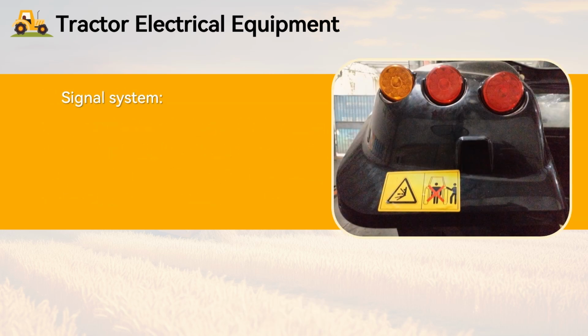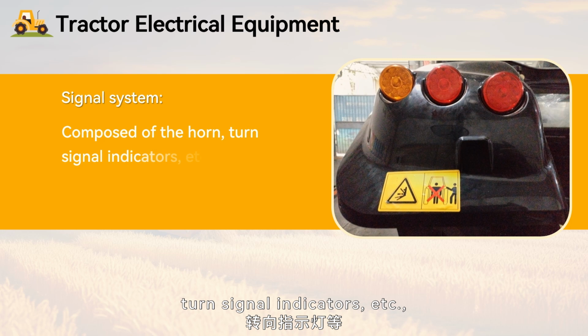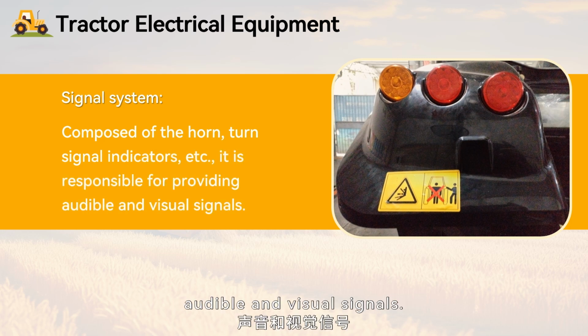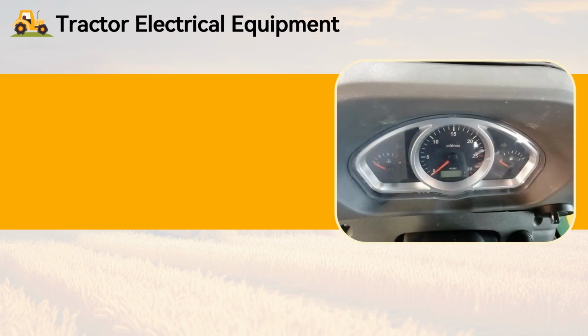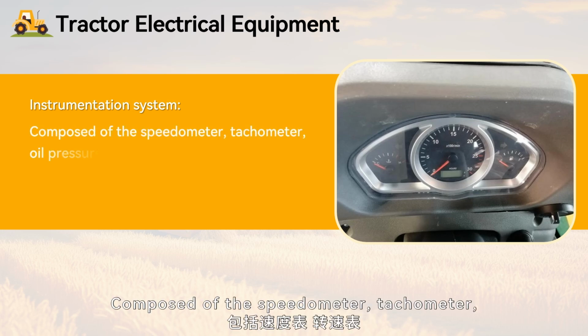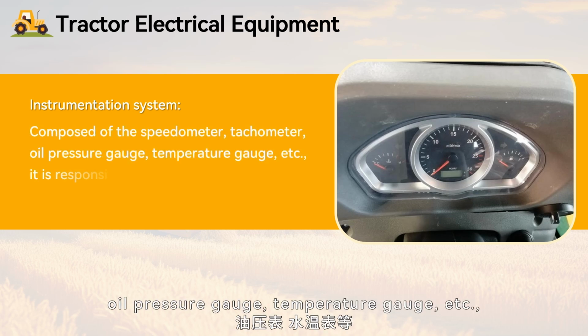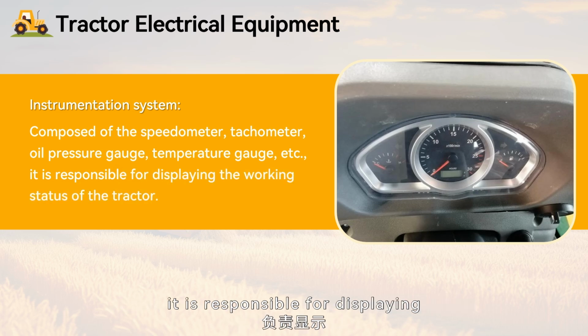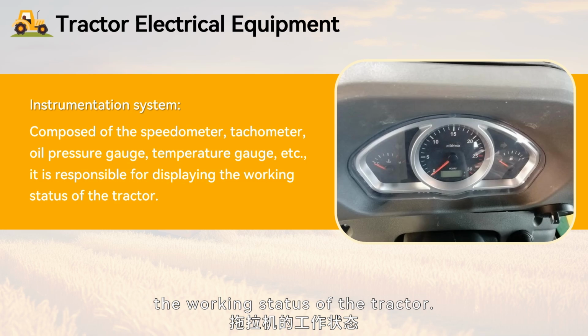Signaling system, composed of the horn, turn signal indicators, etc., it is responsible for providing audible and visual signals. Instrumentation system, composed of the speedometer, tachometer, oil pressure gauge, temperature gauge, etc., it is responsible for displaying the working status of the tractor.